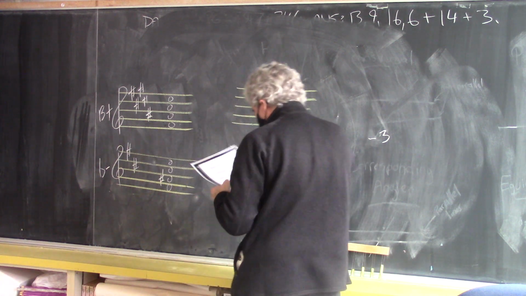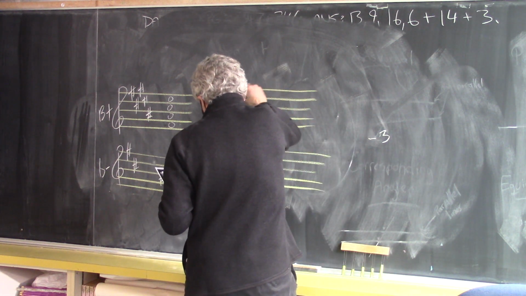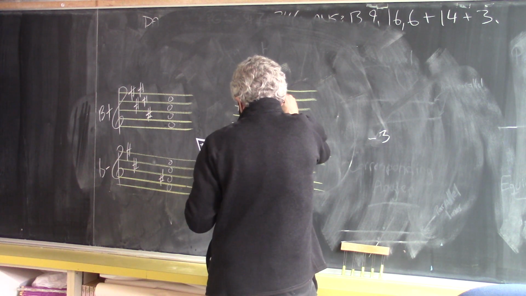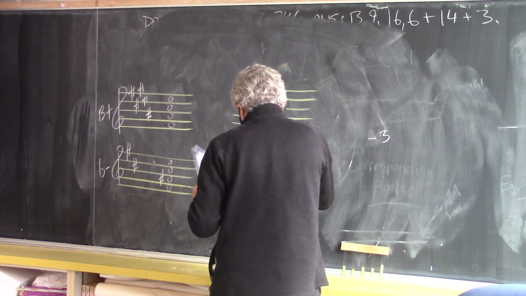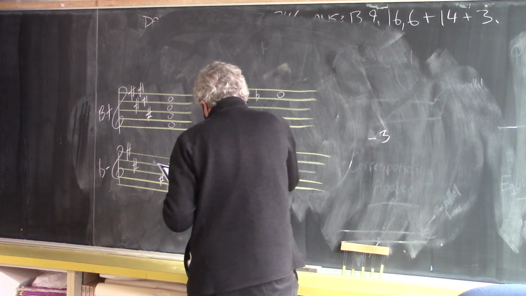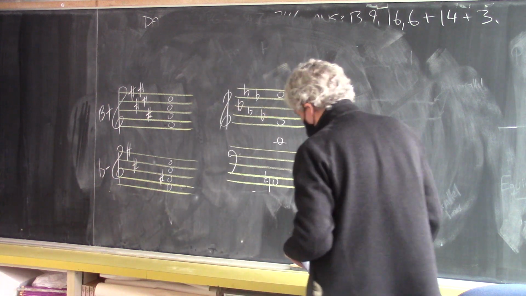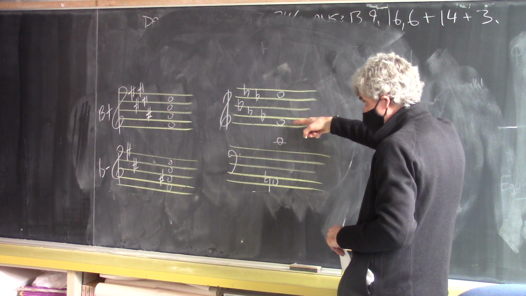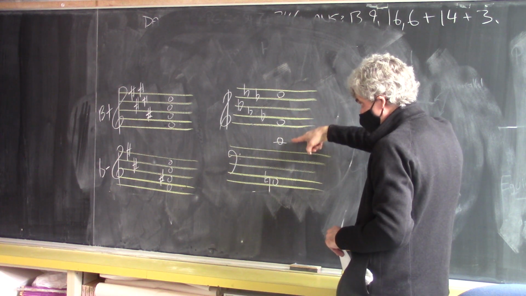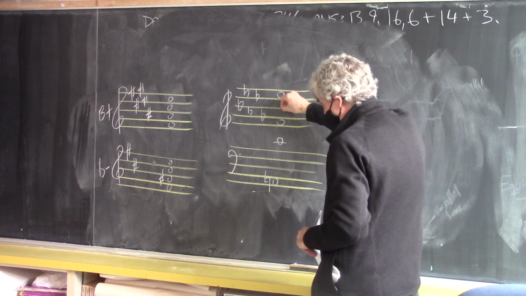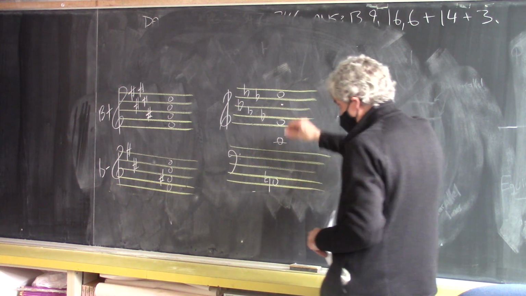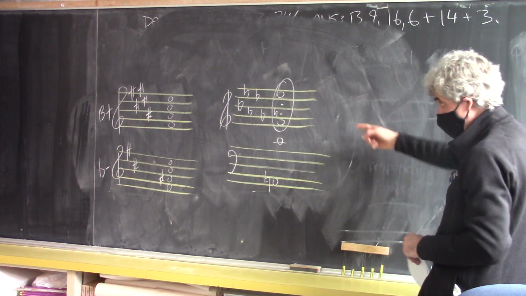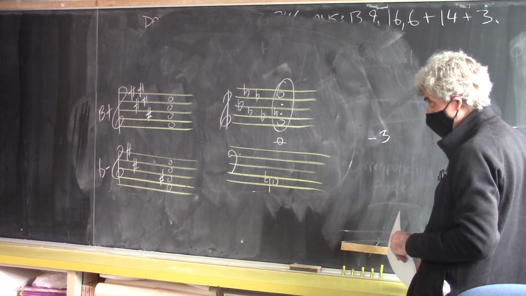Alright. I'm going to skip my clefs just to save time. Okay, so when I look at that, right away I see this. I'm talking spaces, right? So I'm going to take this one, put it up there, take this A, put it there. There's my chord: F, A, C, E flat.